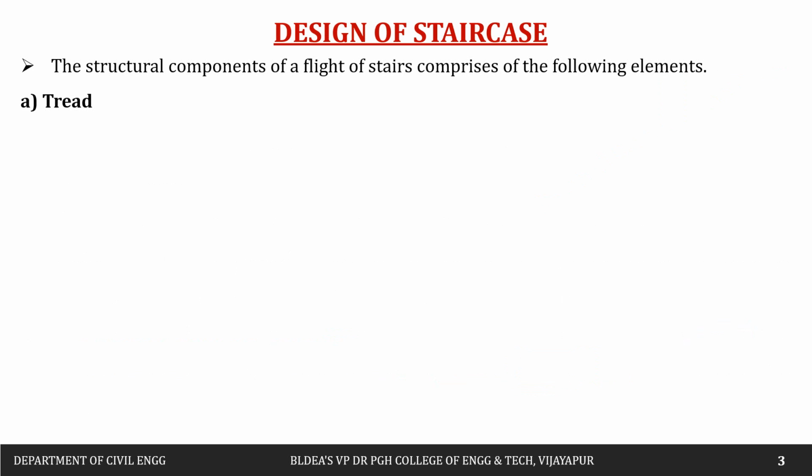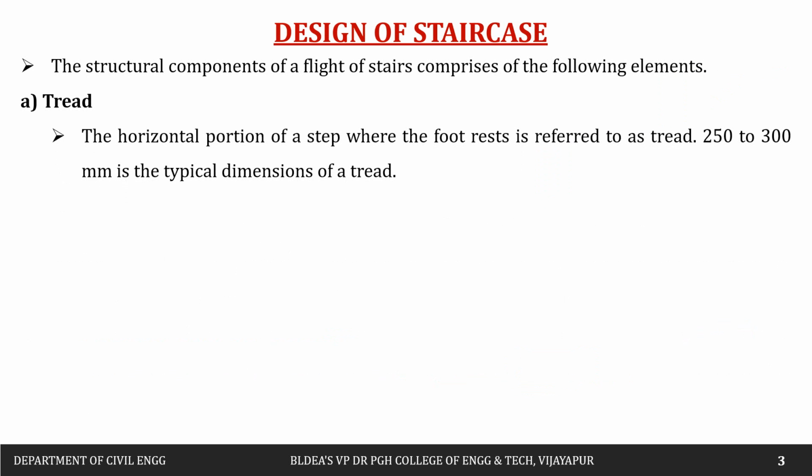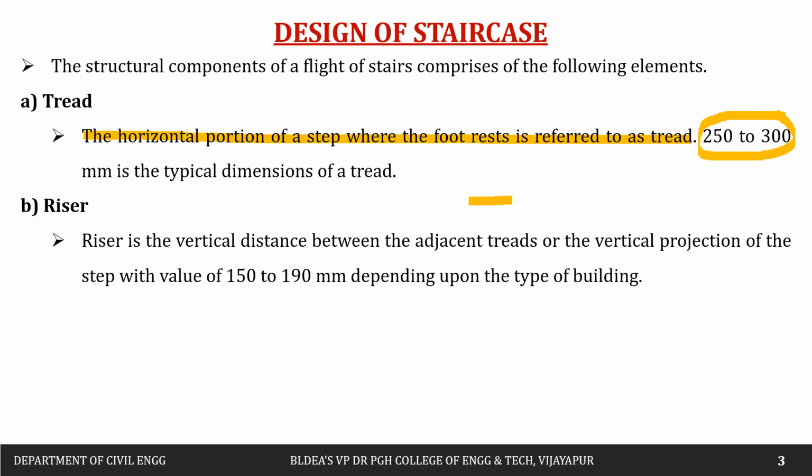Now further we'll try to see the structural components of a staircase. First one is the tread. Tread is nothing but the horizontal portion of a step where the foot rests. Usually we provide a width of 250 to 300 mm. Then next is riser. If you see in the staircase, we are going to have steps like this. So this is nothing but the tread.